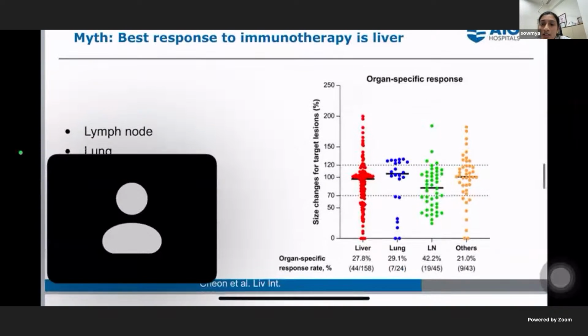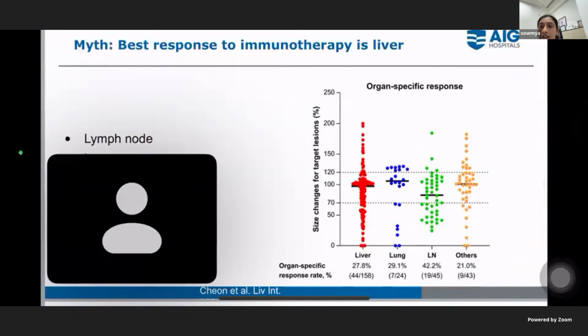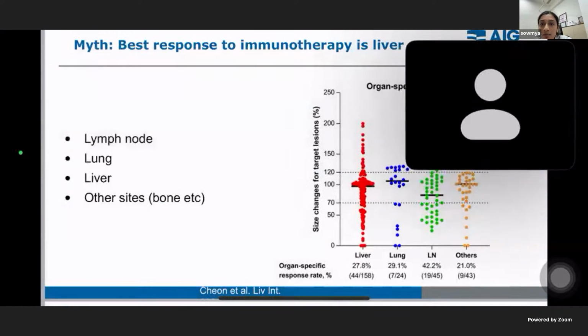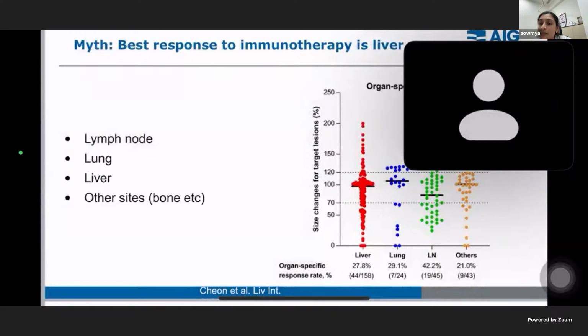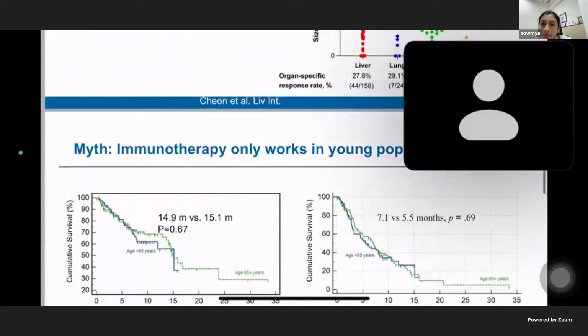So according to this study done by Gion et al., which was published in Liver International, based on the organ-specific response, even lung, lymph node, and other distinct organs like bones had better efficacy compared to sorafenib when immunotherapy was administered.